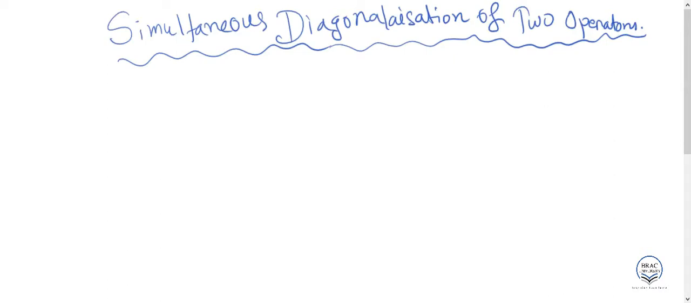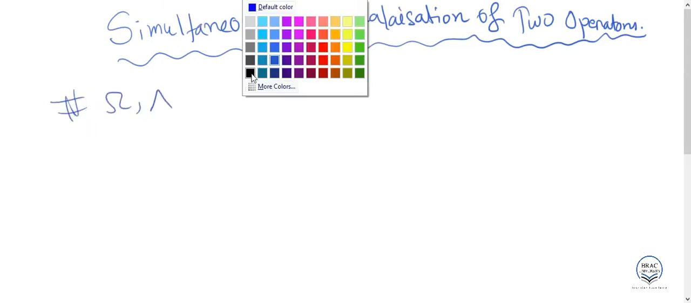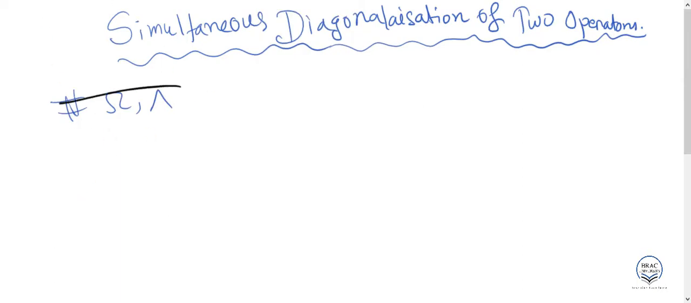So today we want to talk about how we can simultaneously diagonalize two operators, and simultaneous means two things at once. So let's say I have two operators, one is denoted with omega, another one with lambda. So you have two operators, one is omega, another one is lambda.